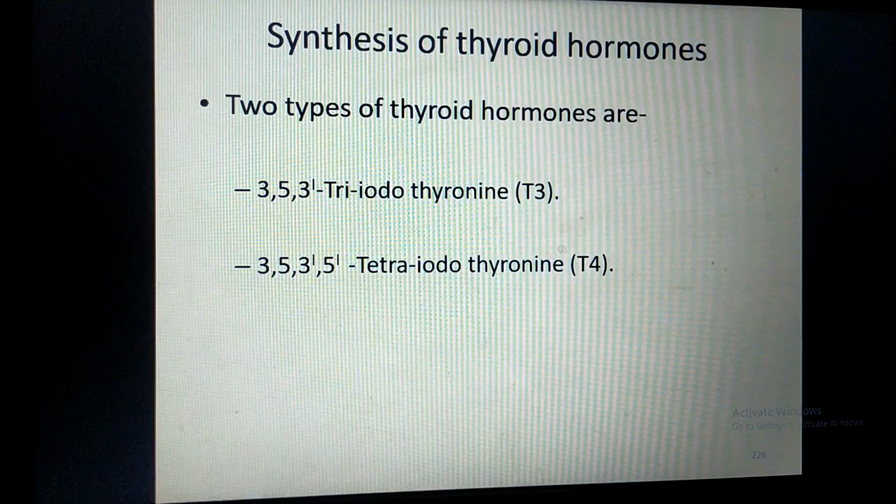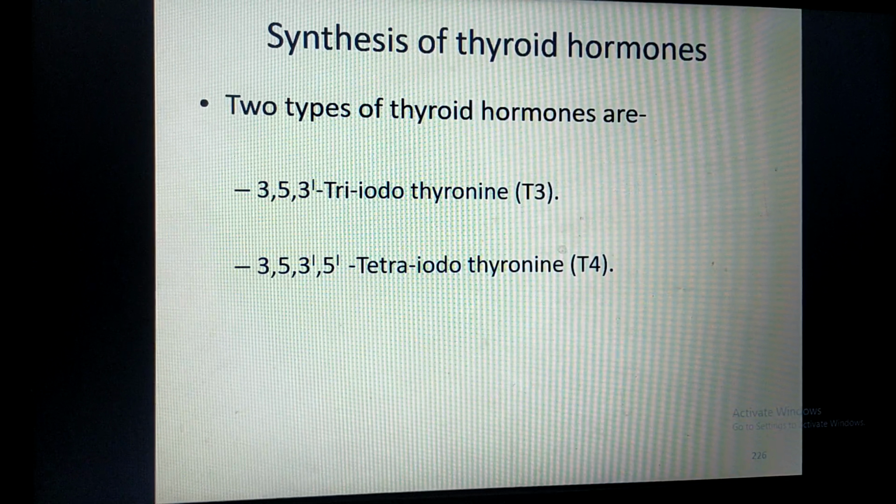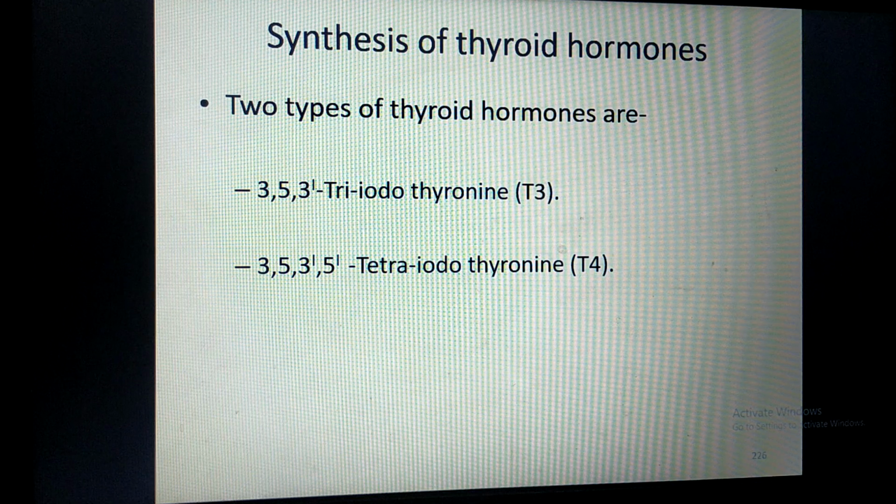Now the next important product obtained from tyrosine is the thyroid hormones. Two types of thyroid hormones, T3 and T4. T3 is also called 3,5,3 triiodothyronine, and T4 is also called 3,5,3,5 tetraiodothyronine.